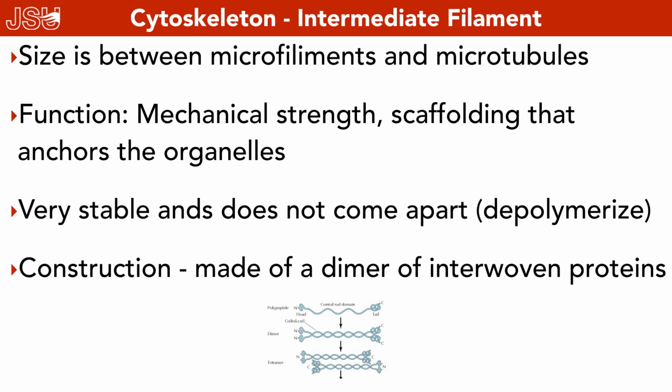Next are intermediate filaments. Intermediate filaments are between your microfilaments and your microtubules. The emphasis here is mechanical strength. Scaffolding. These are very strong. They don't depolymerize like the actin we just saw, at least not to that level.